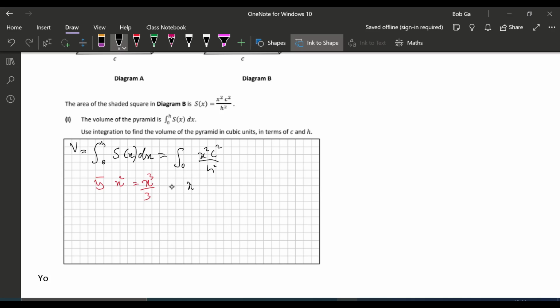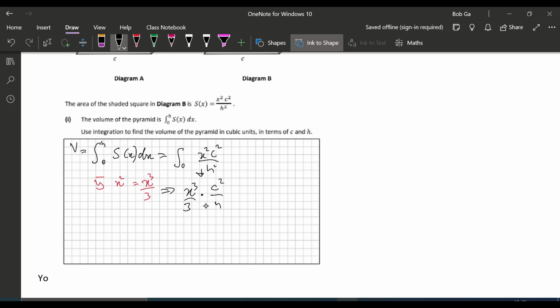So I'm working with this one now: x cubed over 3. That's replacing x squared there, times, let's just use a dot so we don't get a lot of x's confusing, c squared over h squared. That's what we have.